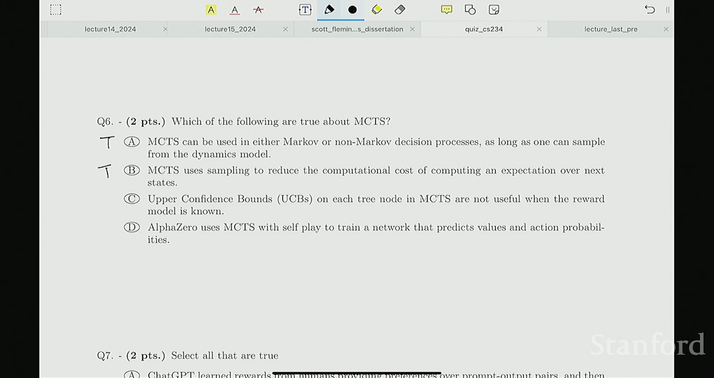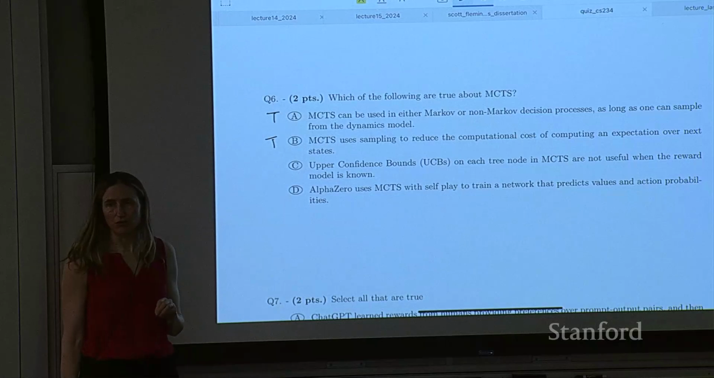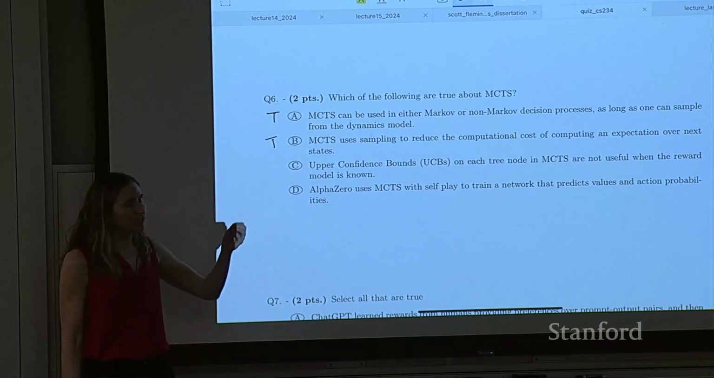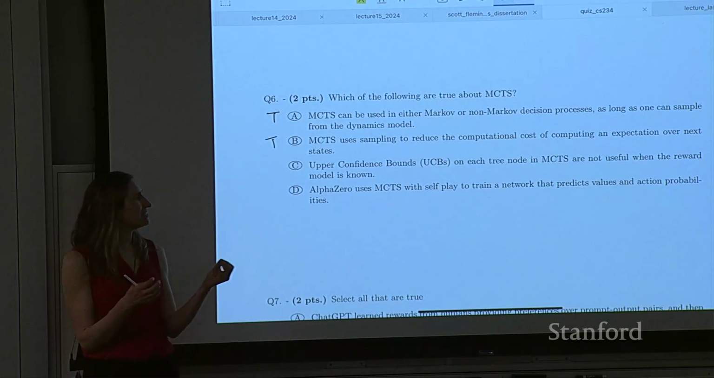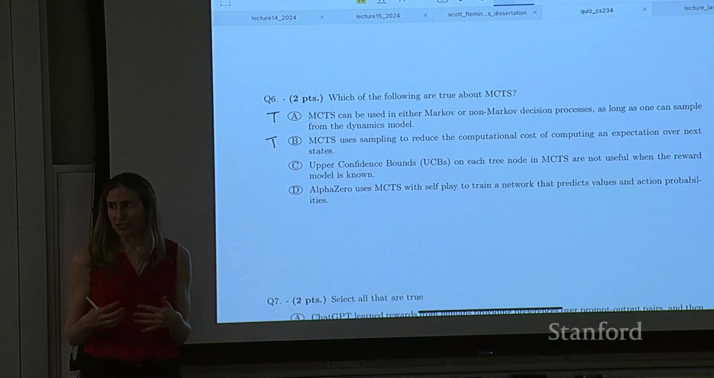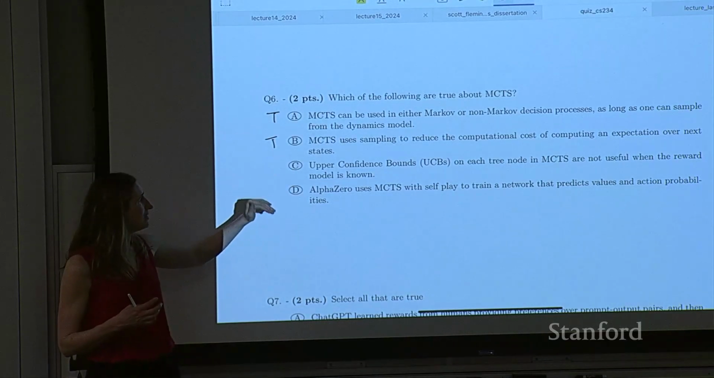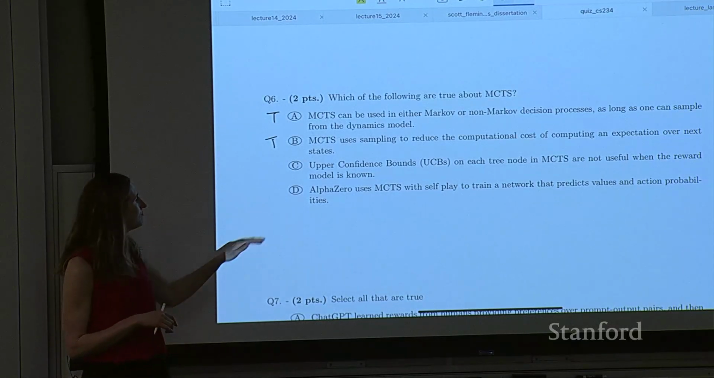This is not true because in a lot of settings, including AlphaGo, the reward model is known. So we're not trying to learn the reward model. But upper confidence bounds are still useful because they allow us to prioritize among the actions, because ultimately we want to be thinking about taking maxes. And so in these cases, upper confidence bound trees are using UCB to actively think of how we're expanding out the tree.